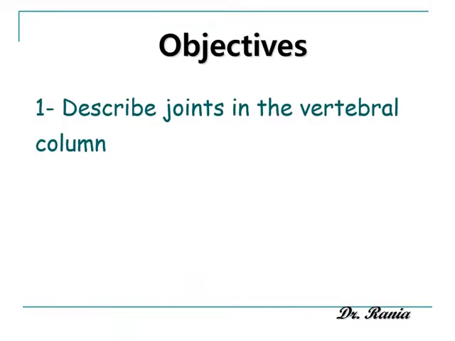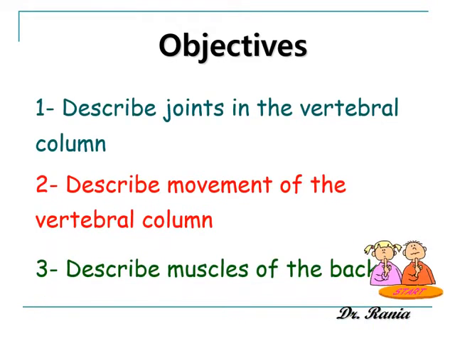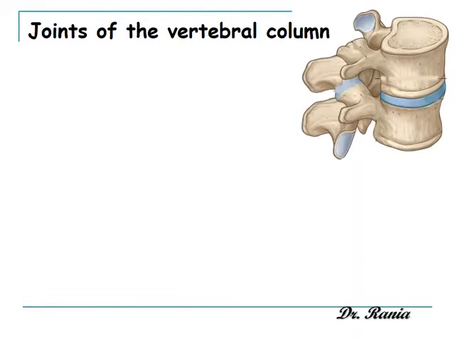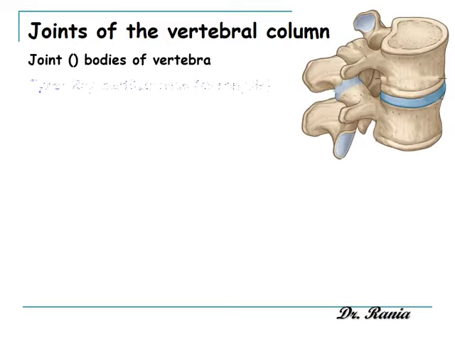In this lecture we will cover the joints in the vertebral column and movement of the vertebral column, and in the second part we will talk about muscles of the back. There are two main joints in the vertebral column. The first is the joints between the vertebral bodies. This is a secondary cartilaginous joint. It contains the intervertebral disc.